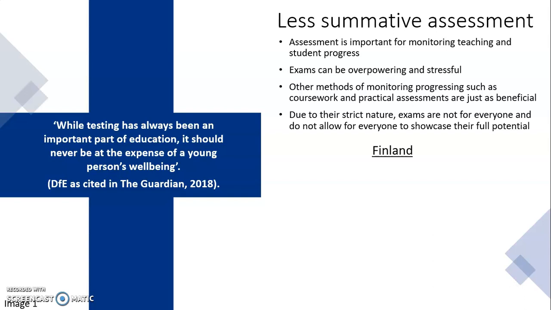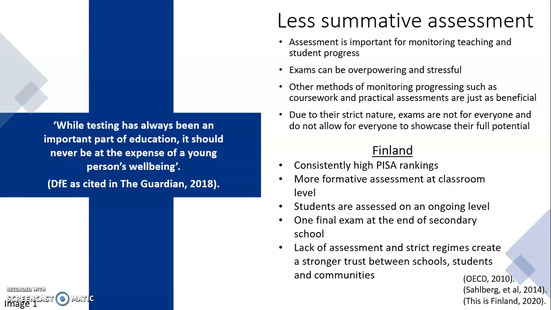An example of using alternative assessment methods is within the Finnish education system. Finland get consistently high rankings on the PISA rankings. The Organisation for Economic Cooperation and Development describe PISA as standardised assessments that measure the extent to which students at the end of compulsory education can apply their knowledge to real-life situations and how far they are equipped for full participation within society. Finland also use a great amount of formative assessment at classroom level as opposed to summative assessment.